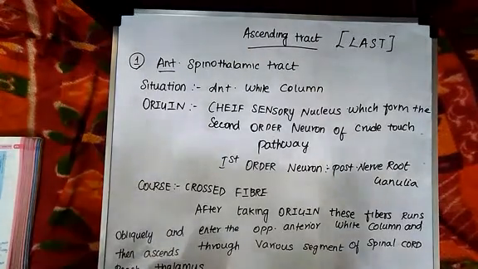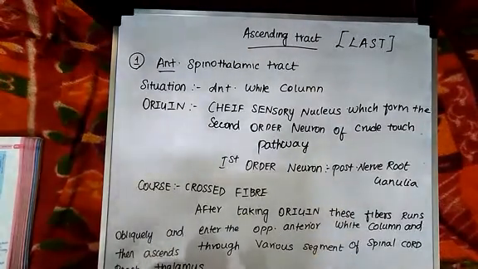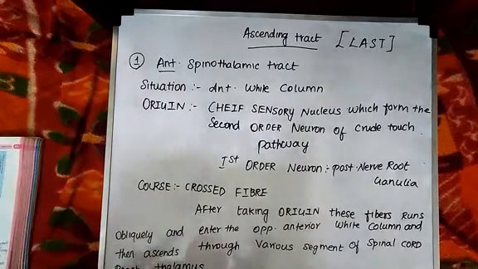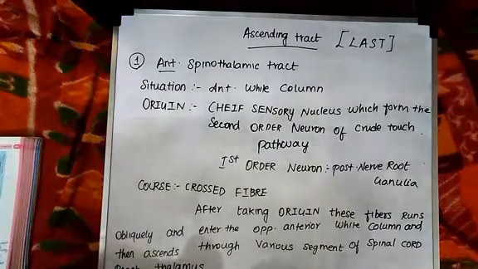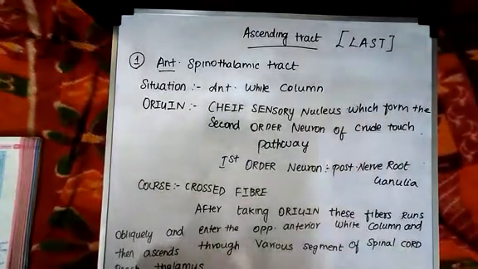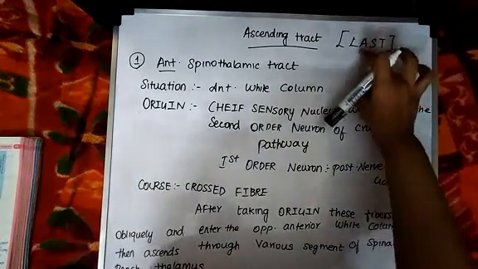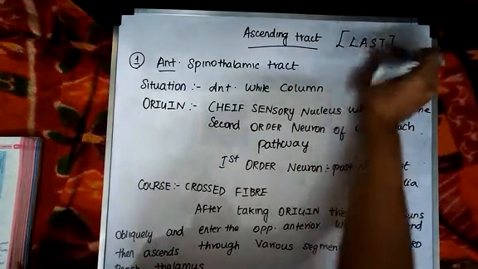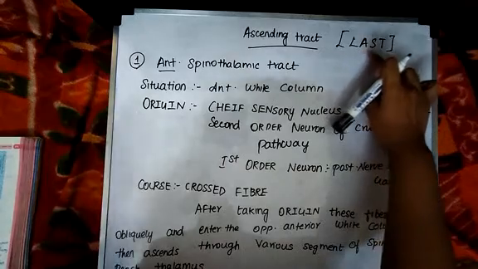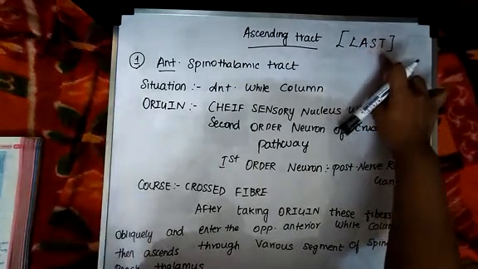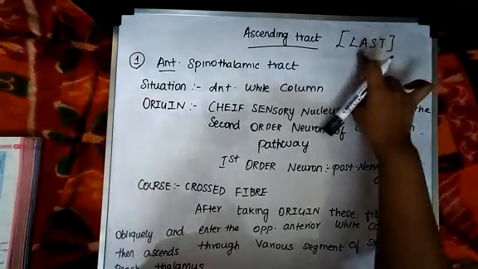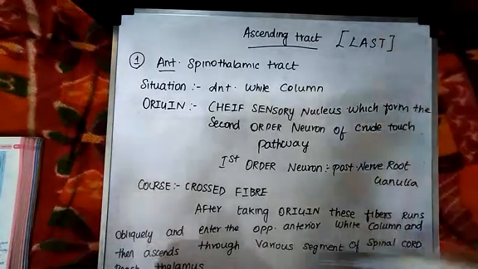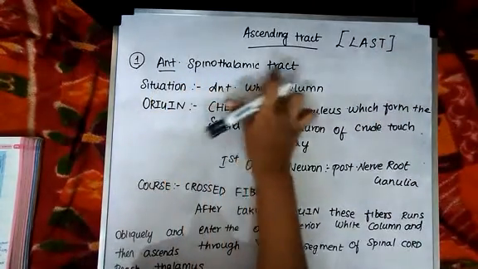When I teach you that tract, I'll give you a mnemonic to remember those tracts. Today we are going to study a mnemonic called LOST. What is LOST? A stands for anterior. First you remember these three words: A stands for anterior, S stands for spino, and T stands for thalamic. So anterior spinothalamic tract.